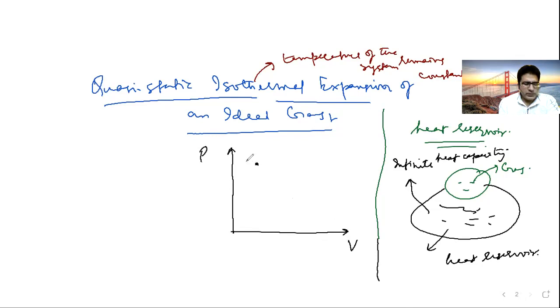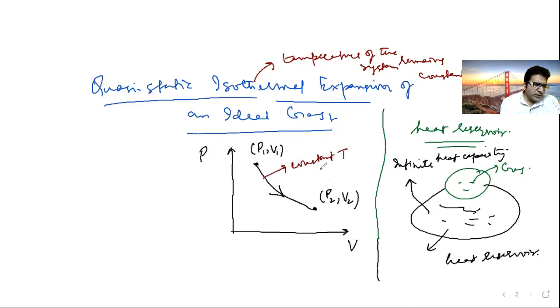So I have some ideal gas in state P1 V1. I want to take this system to another state P2 V2 along a path along which the temperature of the gas remains constant. So this is my constant T path. T stands for temperature. Constant T path.